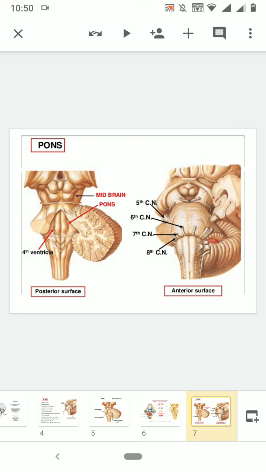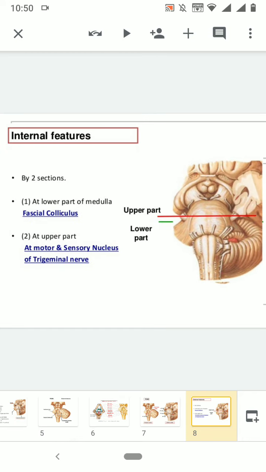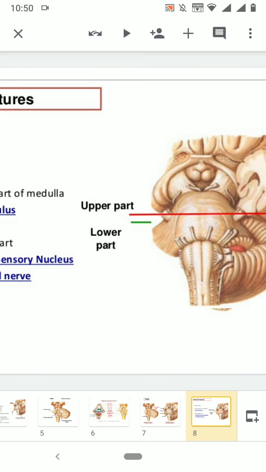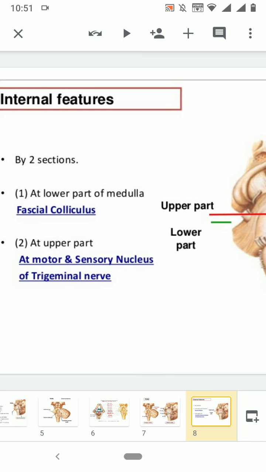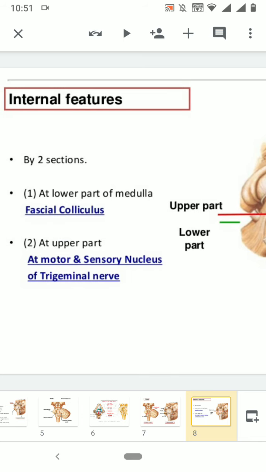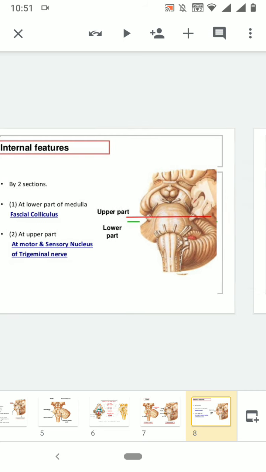Okay, so next we are going to the cut section, the cross sections. Internal features of the pons will be studied at two levels. One is the green horizontal line, you can see over here, through the lower part of the pons, and the upper part of the pons will be the upper closed part of the pons. So the lower part of the pons is open because it is forming the floor of the fourth ventricle, and the upper part of the pons gets closed and it is at the level of the motor and sensory nucleus of the trigeminal nerve. So the lower part of the pons will be through the facial colliculus.